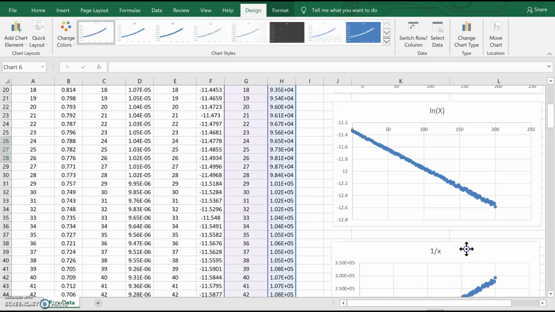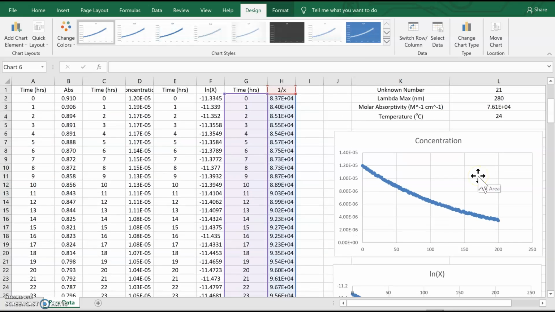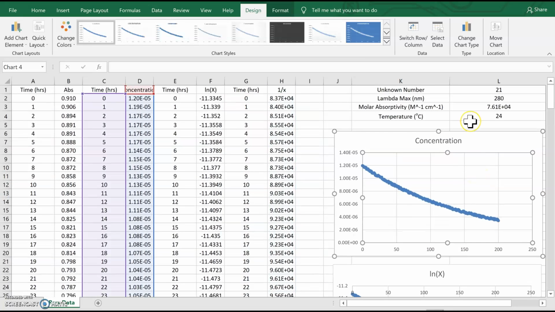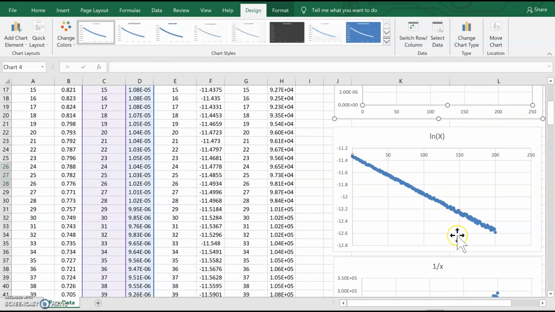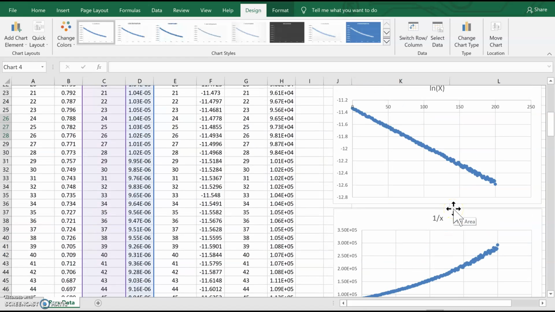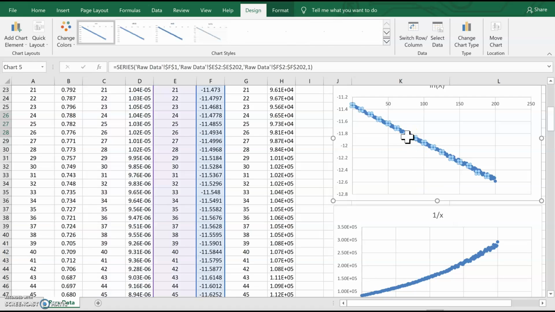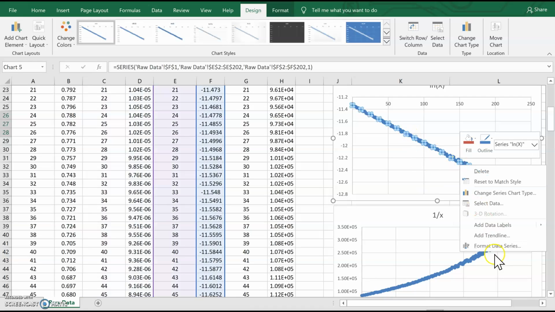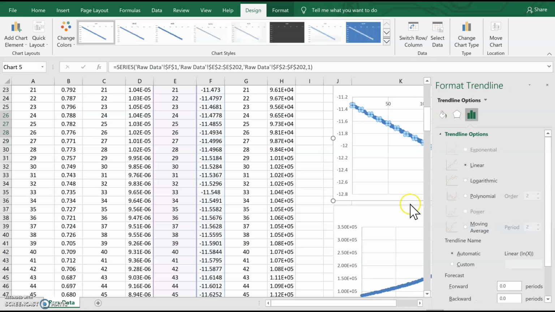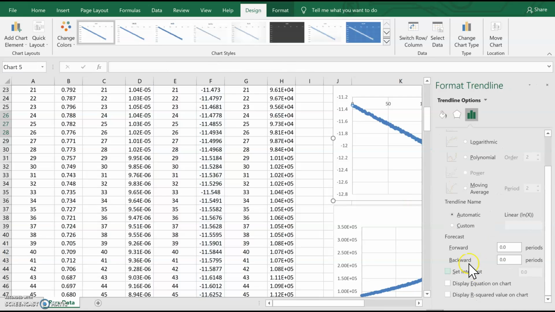Okay, and then I need to evaluate which one of these looks like the most straight line. This one is too curvy. This one is pretty straight. This one's pretty curvy. So this is the one that I'm going to want to evaluate the equation of the line for. So I'm going to say add trend line. And I want it to be linear and to have an equation and R squared value.